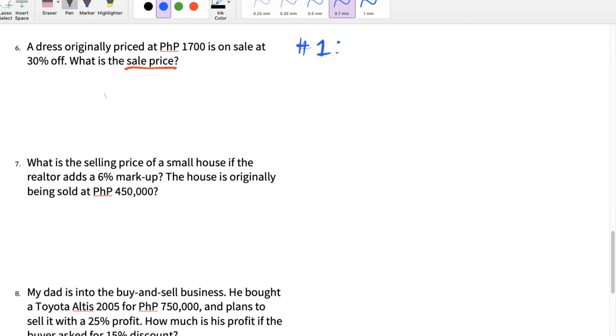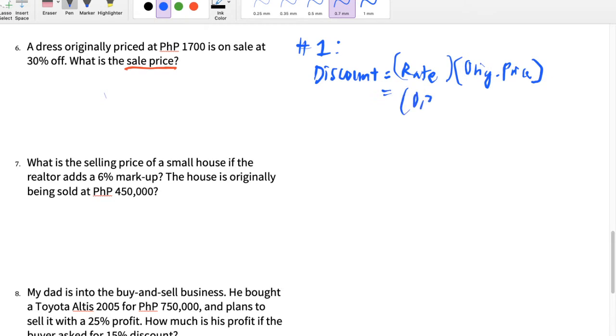Okay, solution 1. Let's first get the discount. Discount would be equal to discount rate times the original price. So, discount here would be 30%, so 0.3 times 1,700. Multiply natin 0, 0, 1, carry 2, 6, 8. So, ang discount natin dito would be 810, right?